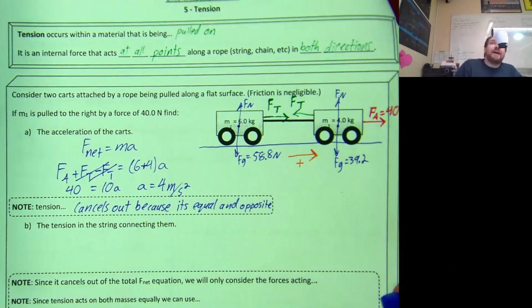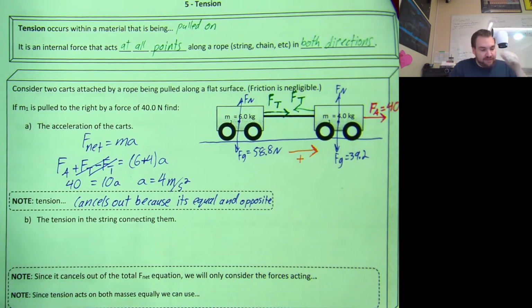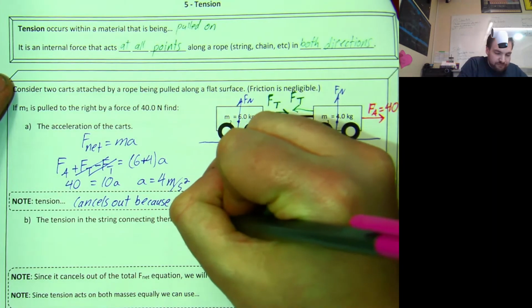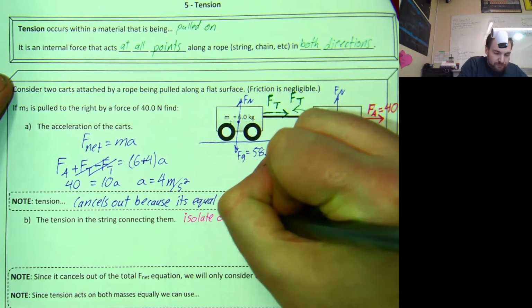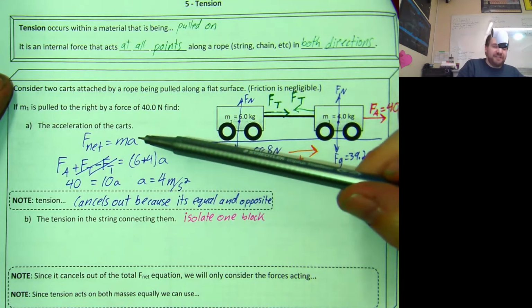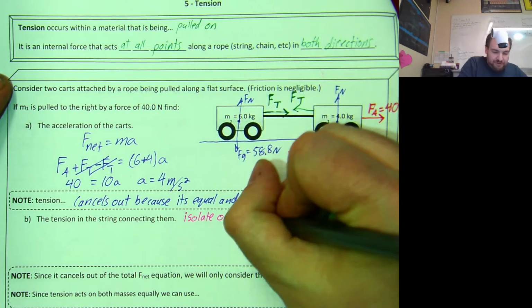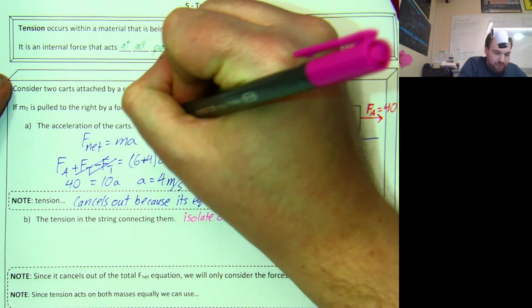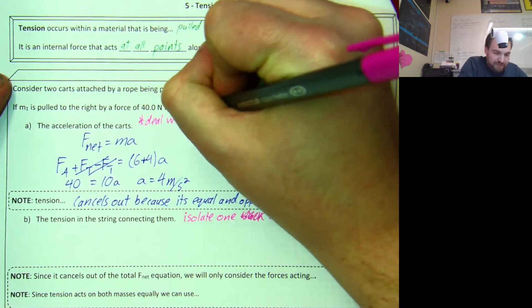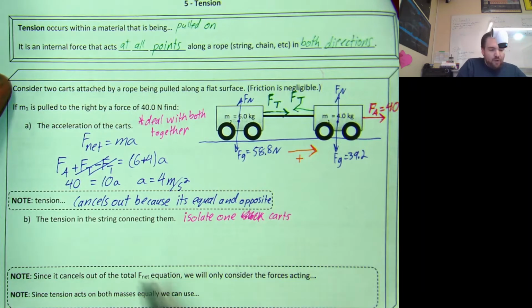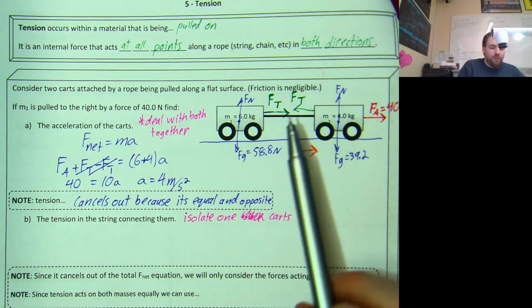Now, if I wanted to find that tension, I want to figure out what Ft is. We're going to isolate one block. So I'm going to go back up here. When we're talking about the acceleration of the carts, and I'll call them carts down here, because they accelerate together, we deal with both together. When we want to find the tension between them, we isolate one cart.